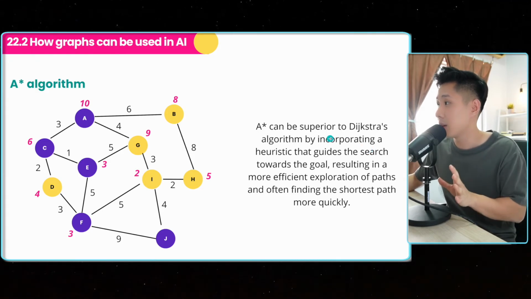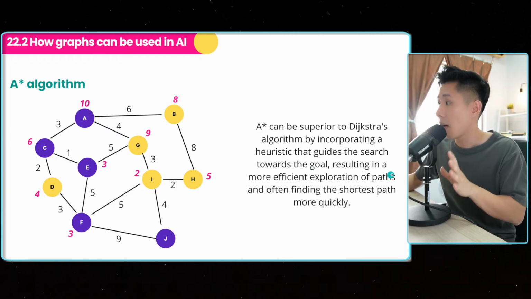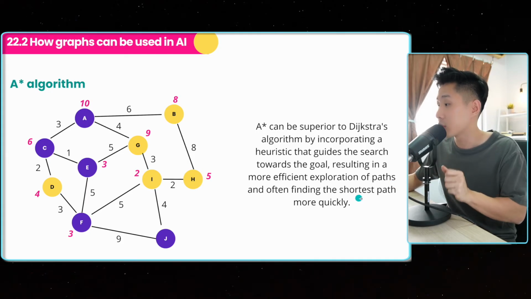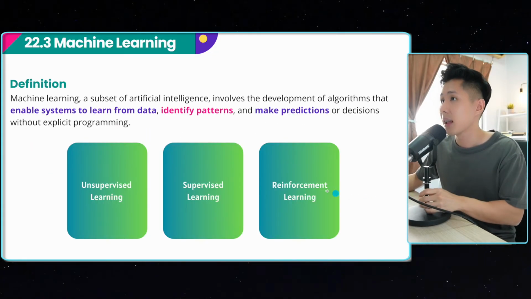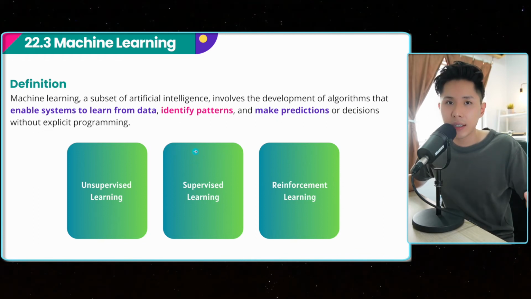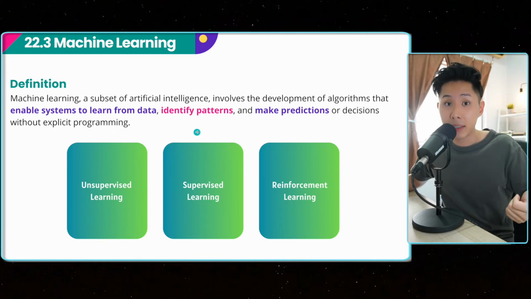It is superior because it incorporates a heuristic that guides the search towards the goal, resulting in a more efficient exploration of paths and often finding the shortest path more quickly. Now, that's how AI works theoretically. Now let's look into some applications.